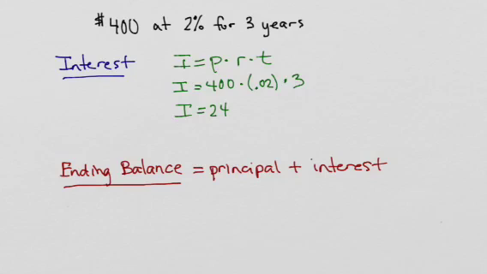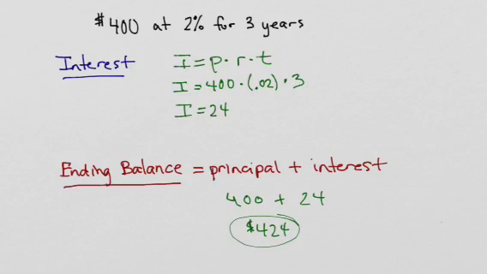To find that, we take the principal, what you started with, and add in the interest. How much have you actually got paid? So your ending balance would be $424. So 3 years after you put this money in, you go to take it out, there's $424 in there.